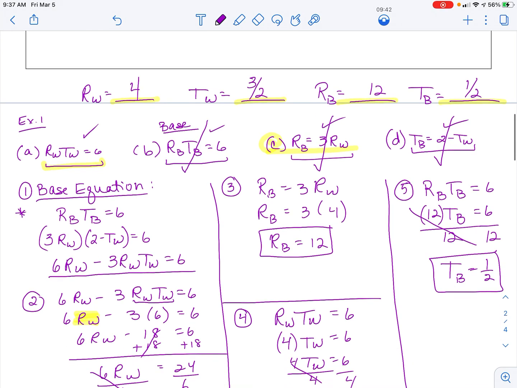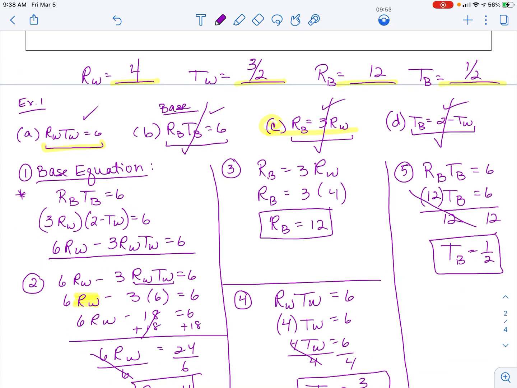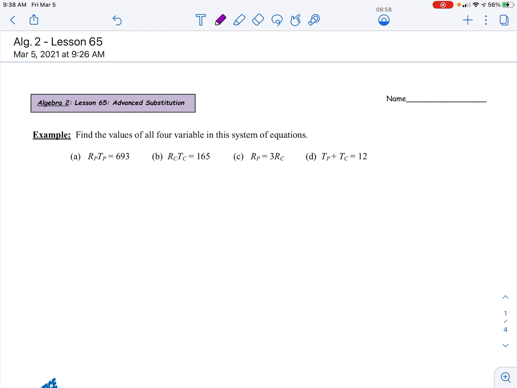I've been able to do that by using all 4 equations kind of like interchangeably, right? So one substitutes for another, another substitutes for another, and the process goes on, and in the end we're able to find solutions for each one of those variables. So let's go back up top here. We're going to do this one together now.